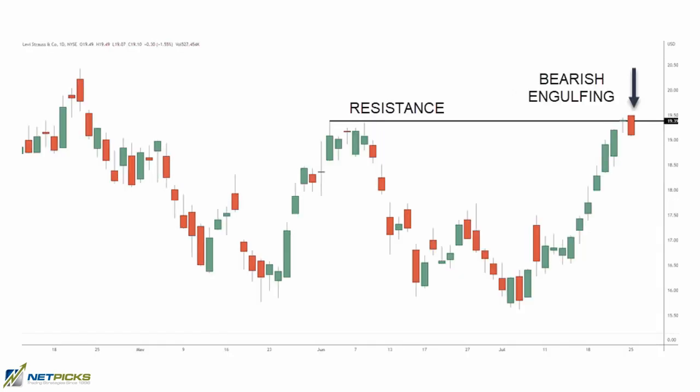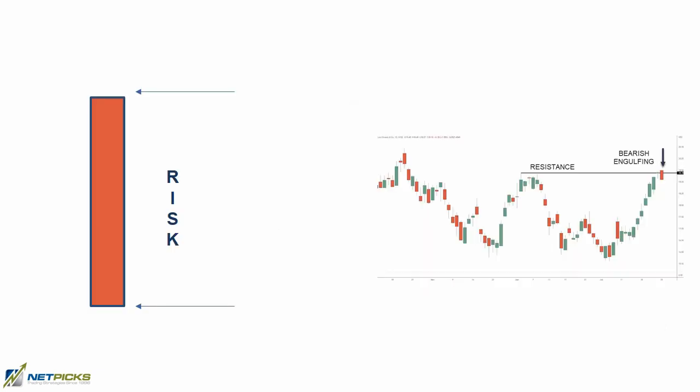Here we have a bearish engulfing candlestick at resistance on a daily chart of Levi forming. But before you take any action on these candlesticks, you want to wait until near the close of the period. So near the close of the day or near the close of the period you're using, like close to the end of the hour. The downside with that is the closing price could be far from the high of the candlestick. So it's going to give you a large risk profile for the trade in this example.